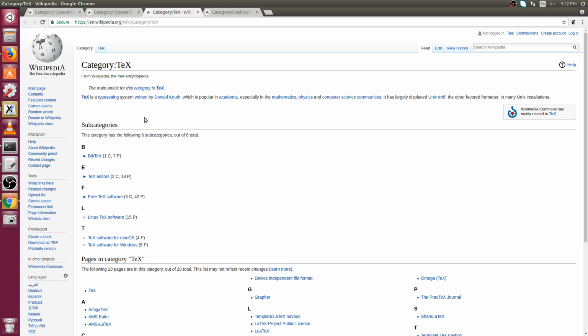Oh, I didn't know that TeX was written by Donald Knuth. That's awesome. Okay, do you guys know who Donald Knuth is?